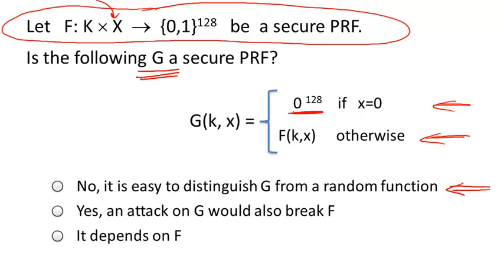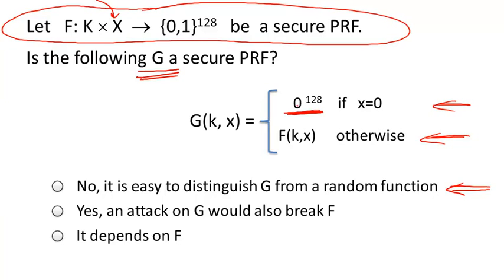Whereas for the pseudo-random function, he's always going to get 0, because at 0 the function is always defined to be 0 no matter what the key. And so all he would do is say, I'm interacting with a pseudo-random function if he gets 0 at x equals 0, and I'm interacting with a random function if he gets non-zero at x equals 0. So it's very easy to distinguish this G from random.